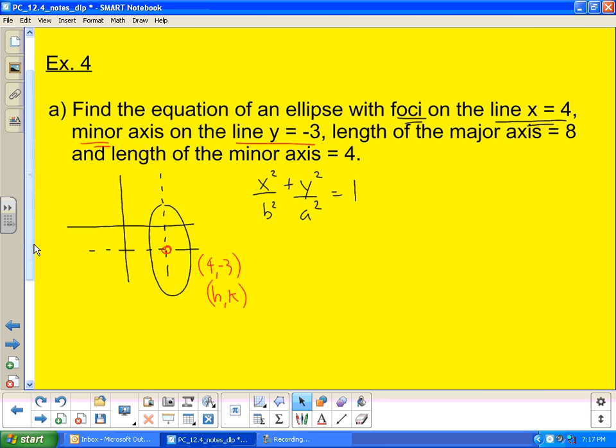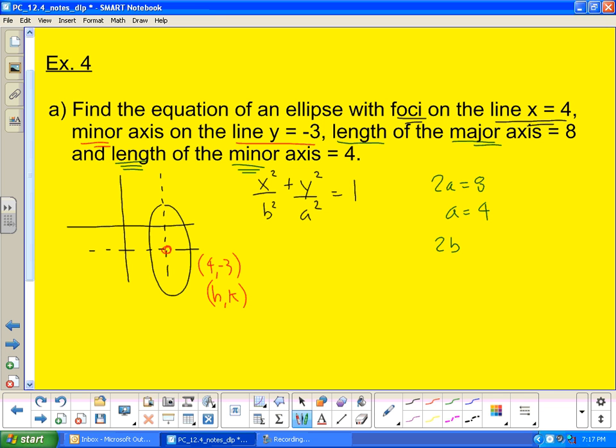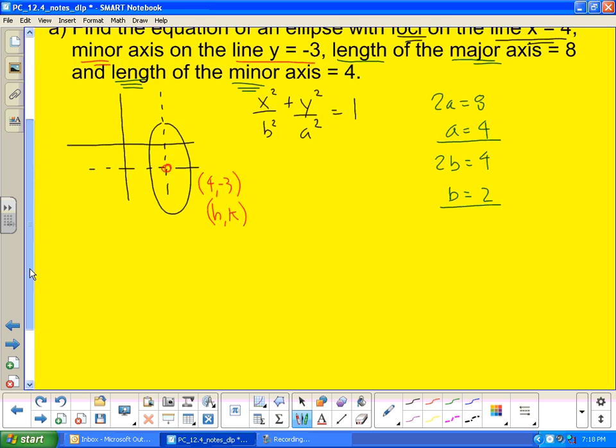Okay, let's see what we can do with that stuff. So the length of the major axis, we know, is 2a, and that's equal to 8. So that means our a is 4. Length of the minor axis is 2b. That means our b is equal to 2. Okay, so we've got our a, we have our b, which means we can find our a squared and our b squared. We knew that our foci line and our minor axis line intersect each other at the middle, at the center. And I think that is enough for us to be able to write the equation here.